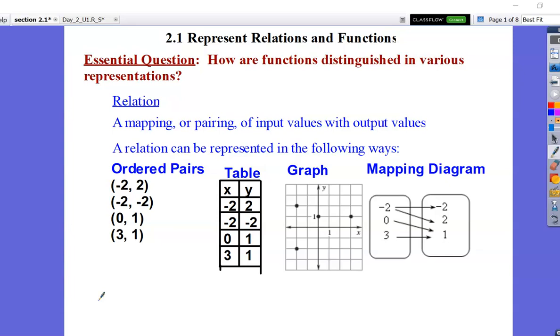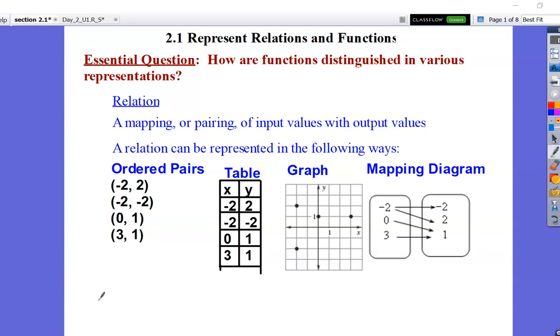We could use a table. For every x pair that maps to a y pair, you have a relation. So -2 maps to or pairs with 2. -2 maps to -2, 0 maps to 1, 3 maps to 1. So all of those are examples of a relationship or a relation because each x has a corresponding y value.